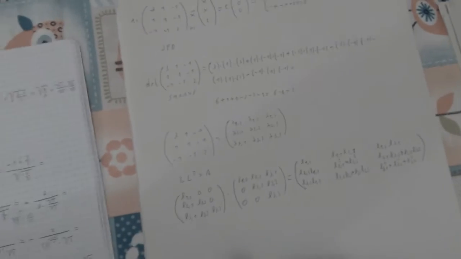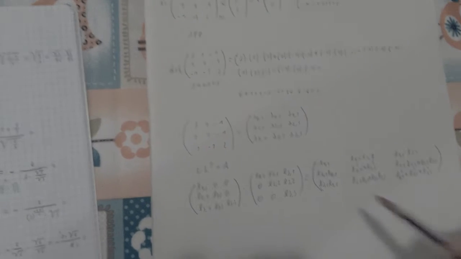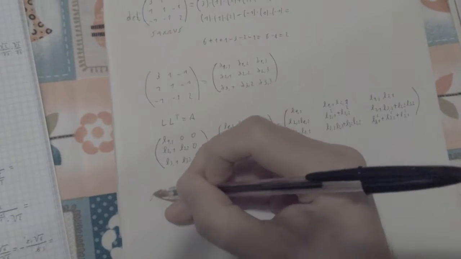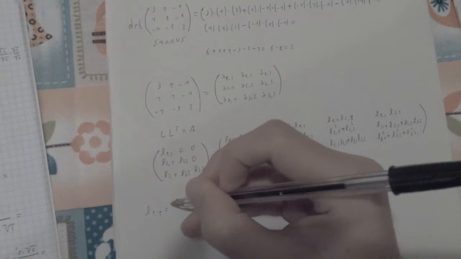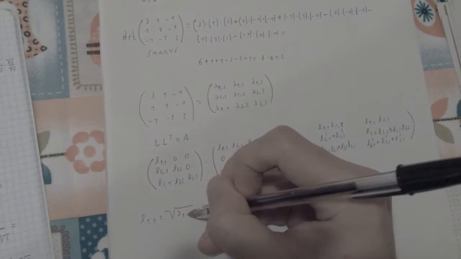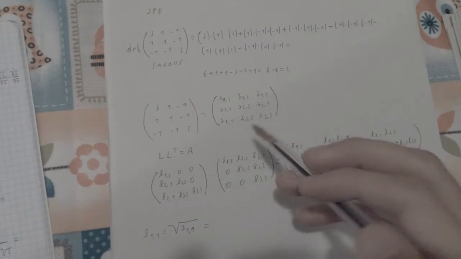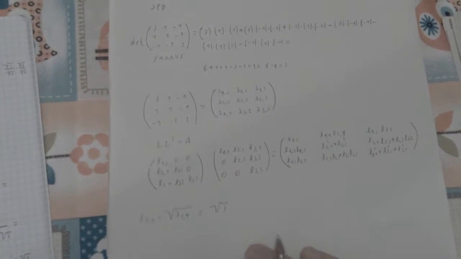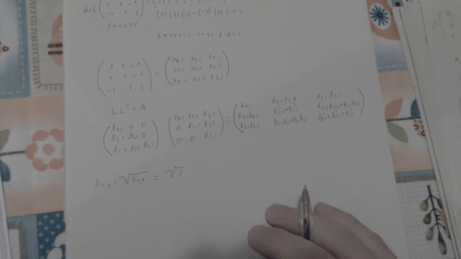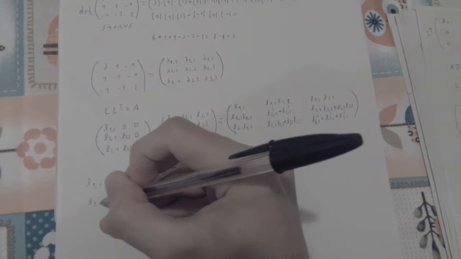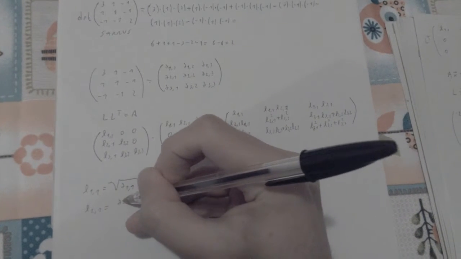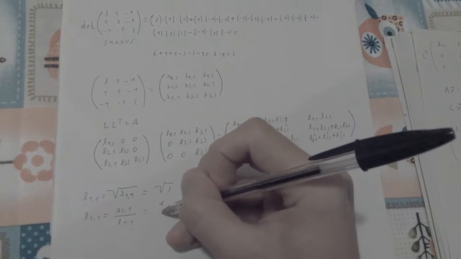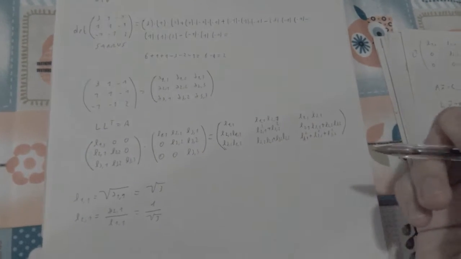Now what we want to find are the elements of our lower triangular matrix. Therefore, we're looking for L11, which is given by the square root of A11. A11 is 3, therefore the square root of 3, which I cannot simplify any further. Okay, so L21 is going to be A21 over L11. In this case, it's going to be 1 over the square root of 3.